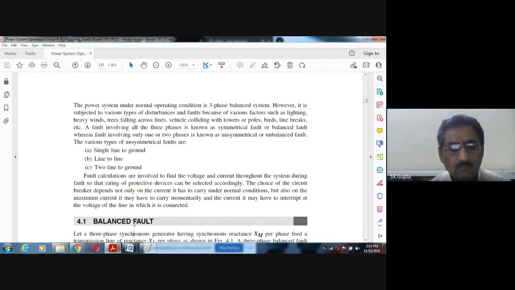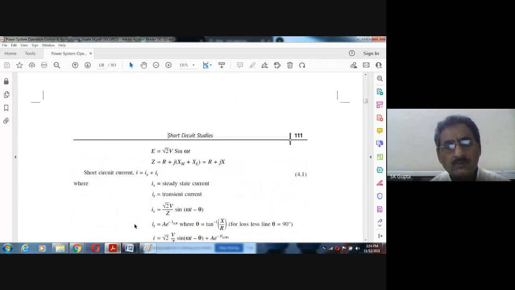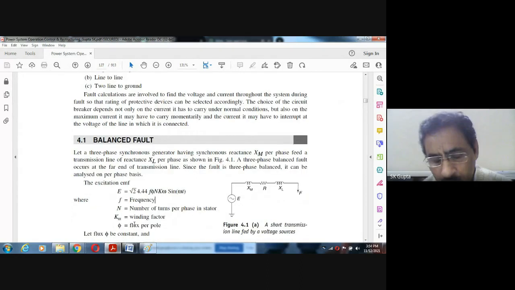Now, how to calculate the fault current? First of all, as I told, during the fault, if it is a balanced fault, balanced means all the phases A, B, C have been joined to each other, and then it became earth or may not be earth. So the current in each phase will be the same. That's why we do it on a per phase basis.